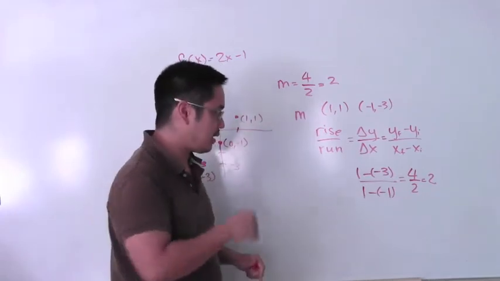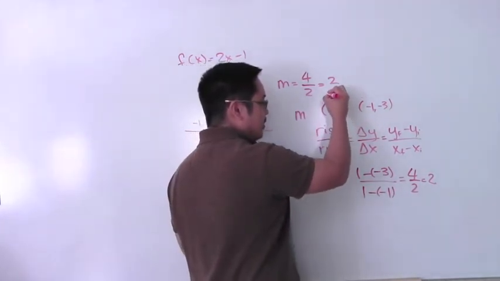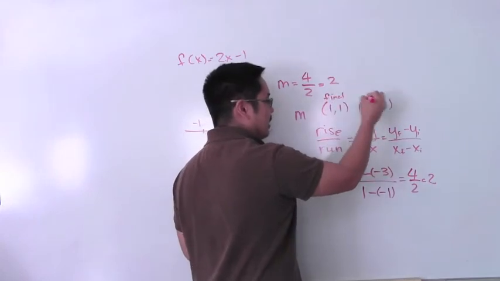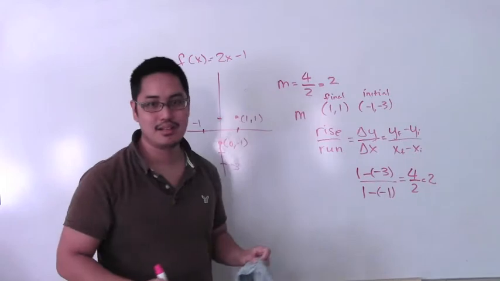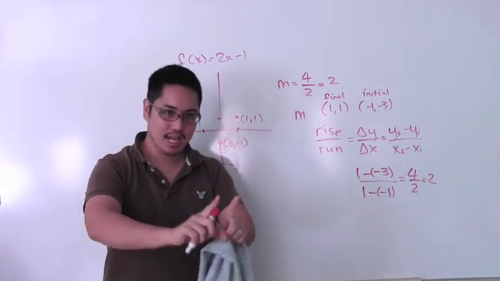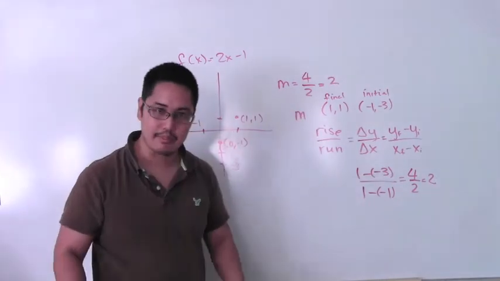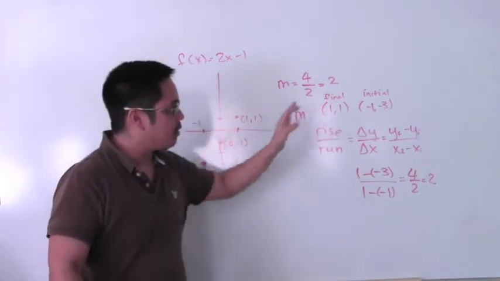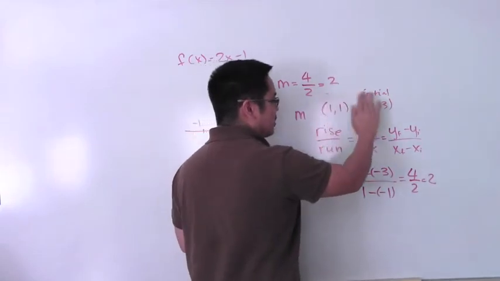Here's another one. I'm going to switch it up on you. For this problem, I call this the final point and this the initial point. I'm going to ask you to predict real quick, and then I'm done. What would happen if I switched that? What would happen if I made this the initial and this the final?